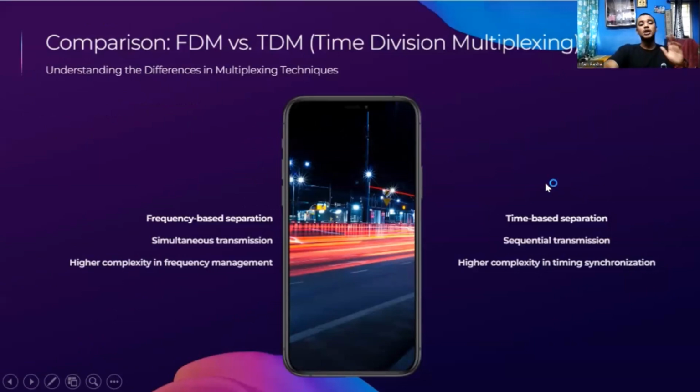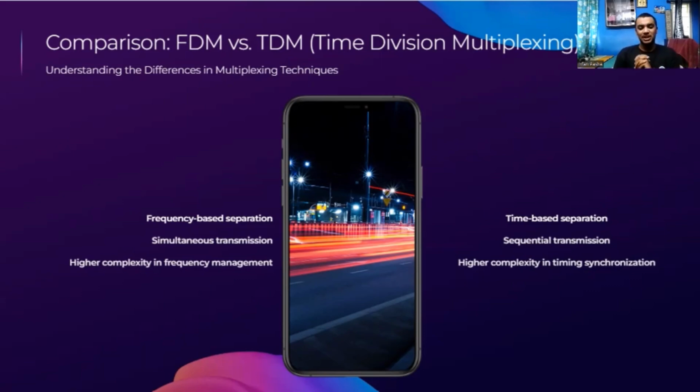Okay, now the comparison of FDM with TDM. Now that we know what FDM is, let's see what TDM is. TDM is time division multiplexing. By the name alone, we can understand that it has a time limit. It has a time axis. The TDM has a time axis.